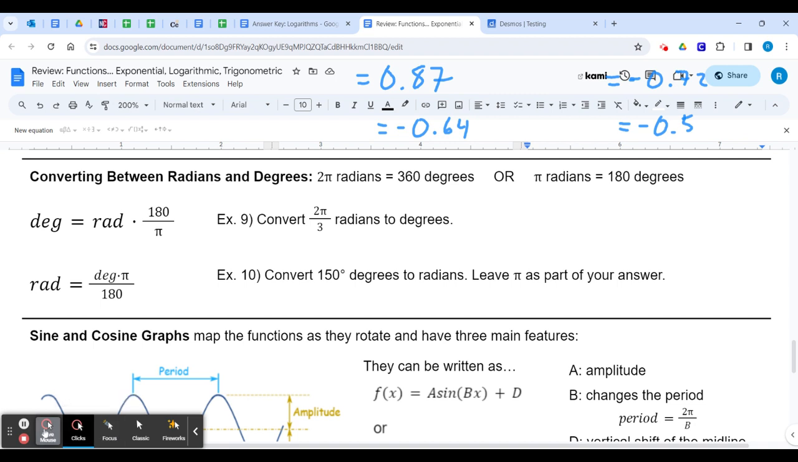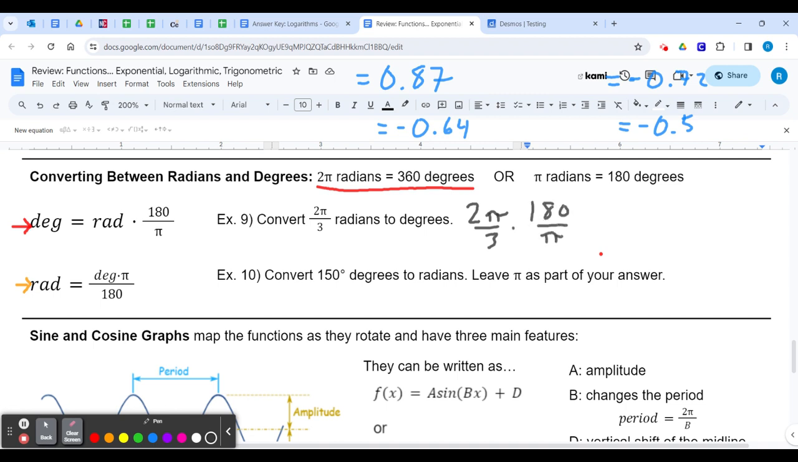The things to remember if you forget these formulas is that 2 pi radians equals 360 degrees, right? That's one full rotation of a circle. The more simplified version in how we use this is that pi radians equals 180 degrees, and that's what drives these two formulas over on our left here, where degrees equals radians times 180 over pi, and radians equals degrees times pi over 180. So if we're converting radians to degrees here, all we do is say that, hey, 2 pi over 3 times 180 over pi, that's going to be what my degrees equals.